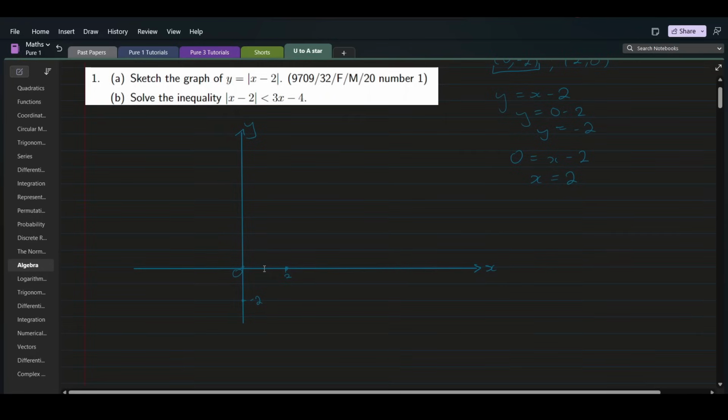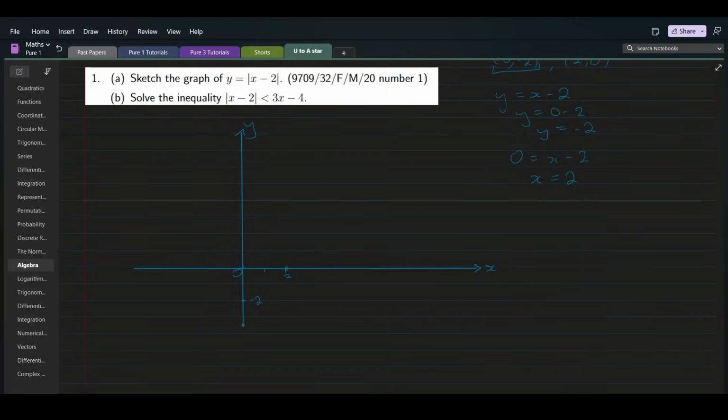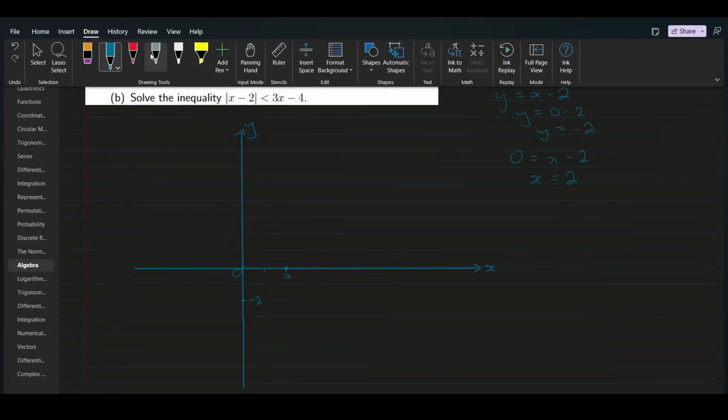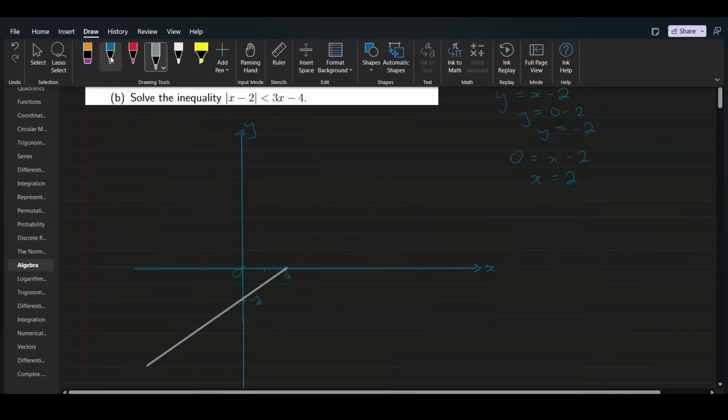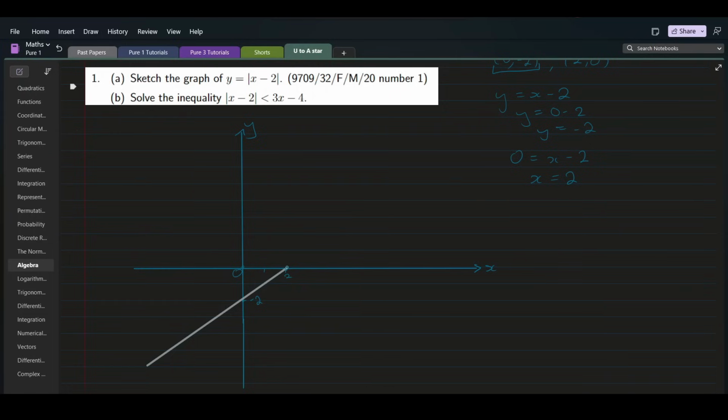Let's see if we can extend our graph down here. Alright, so we're drawing a line through these 2 points. Okay, so I'm going to draw the part below the x-axis in gray, which I'll explain in a bit. So that's drawing the line through these 2 points. And then blue for the rest of the graph. Okay, so this is the graph of y equals x minus 2.